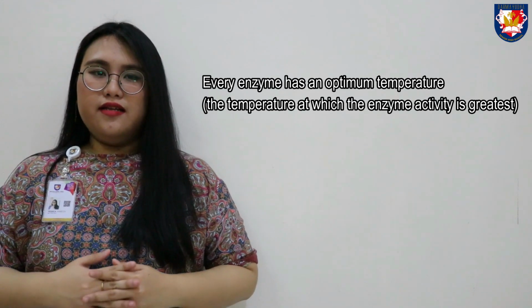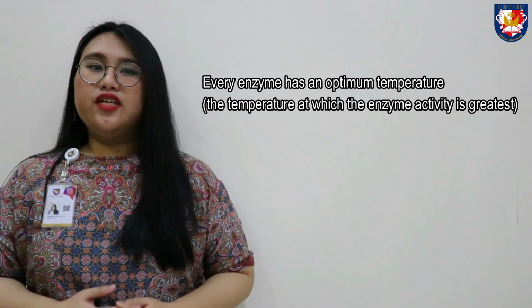Enzymes have an optimum temperature where they work best. Most human enzymes have an optimum temperature around 40 degrees Celsius. By keeping our body temperature at 37 degrees Celsius, we ensure that the enzymes in our body work at their maximum rate.